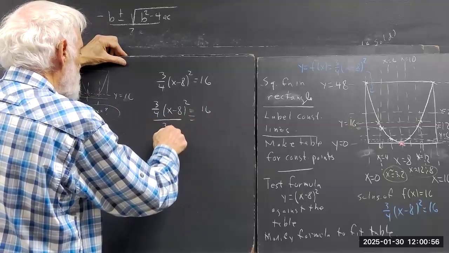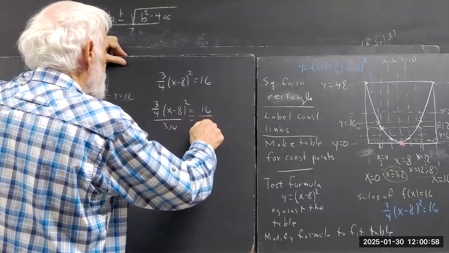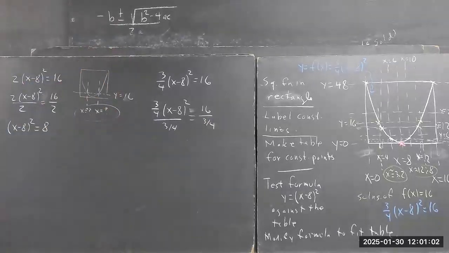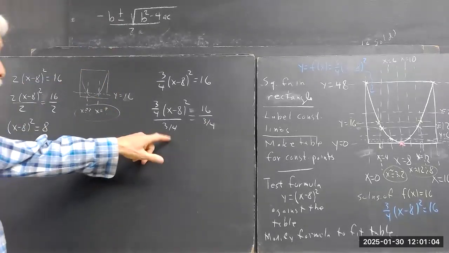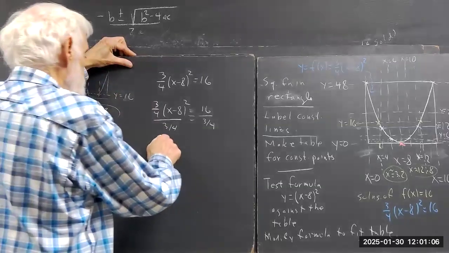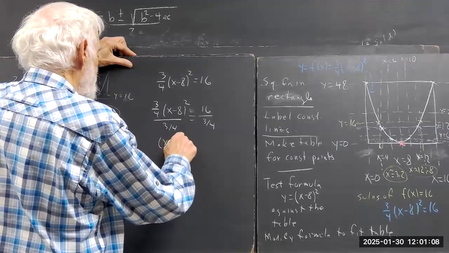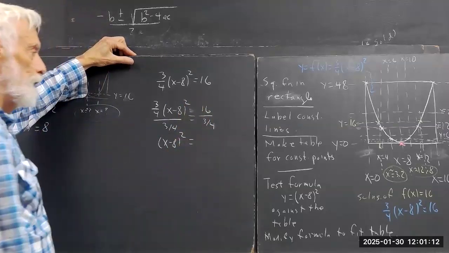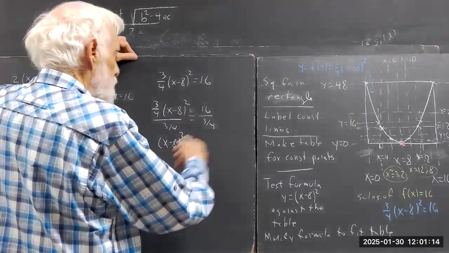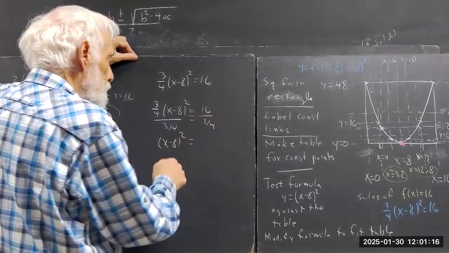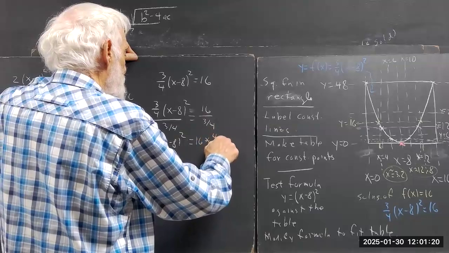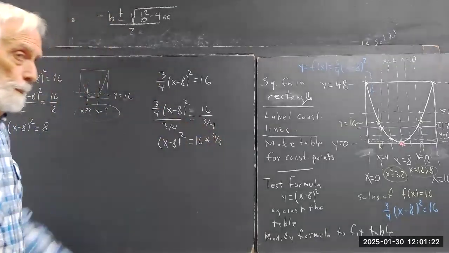So we can divide this side by 3/4. We can divide this side by 3/4. Okay. 3/4 divides 3/4, leaving us x minus 8 squared. And what's 16 divided by 3/4? Well, dividing 16 by 3/4 means you're multiplying 16 by 4/3. So that's a rule for dividing by a fraction.